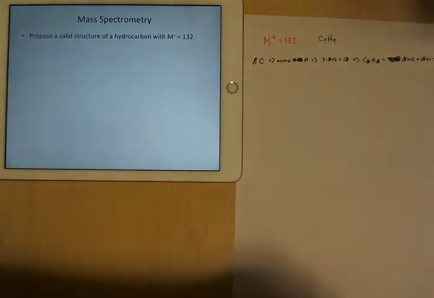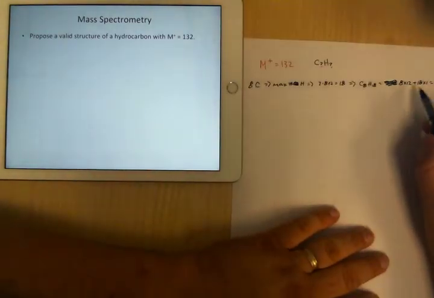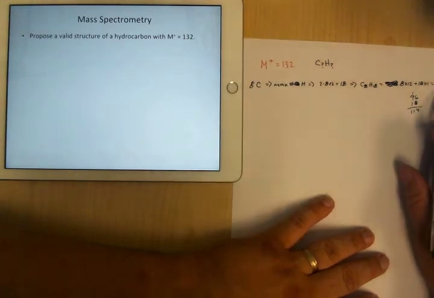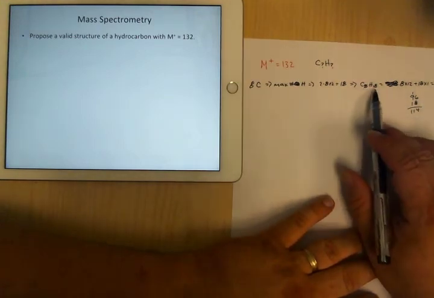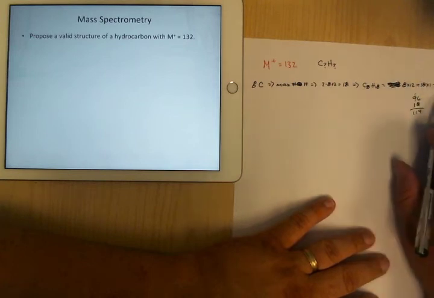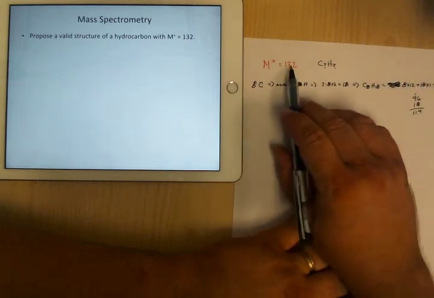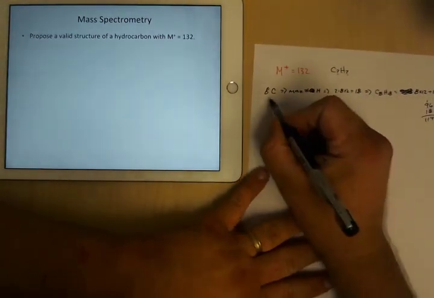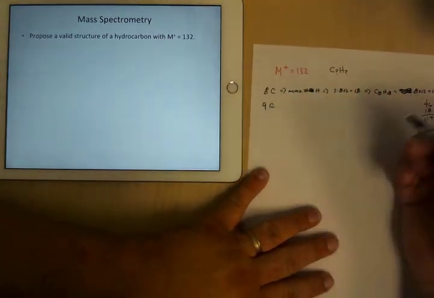I might be way too high on this. So 8 times 12 was 96, plus 18 is 114. Okay, that's right. We can't pack any more hydrogens on there. If we have 8 carbons, that's the most we can do, and we need to get to 132. So the easiest thing to do is to go to 9 carbons.